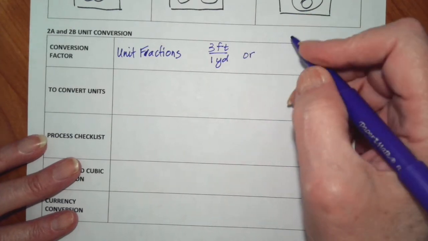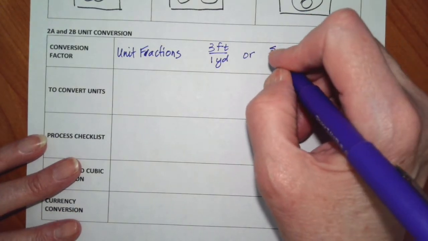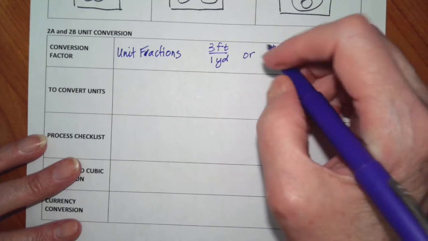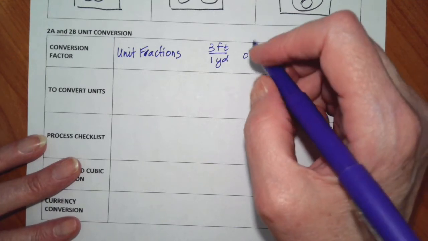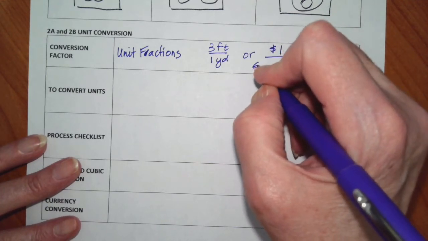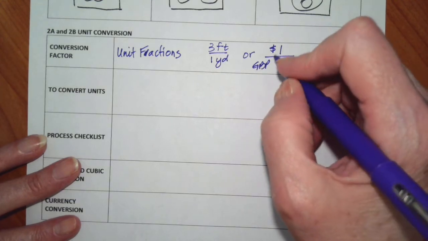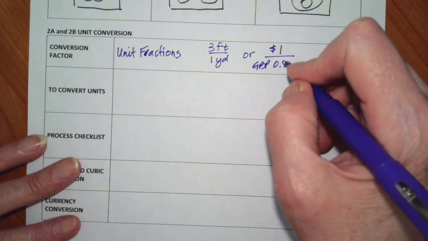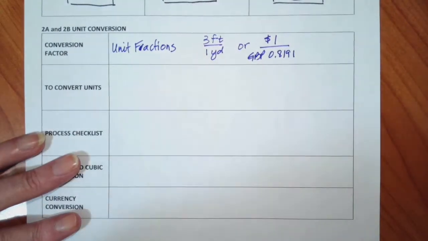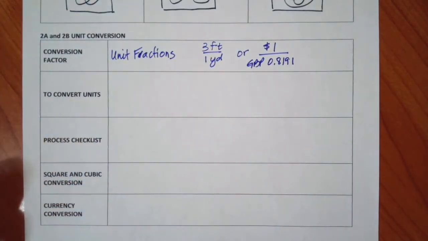Or if you're dealing with monetary, 1 US dollar is equal to Great British Pound 0.8191, or something of that nature, or if you're converting from meters to feet or whatever.